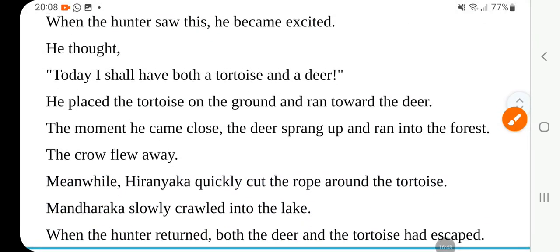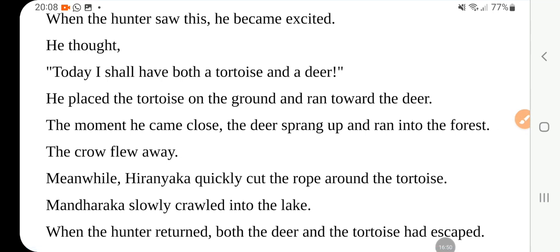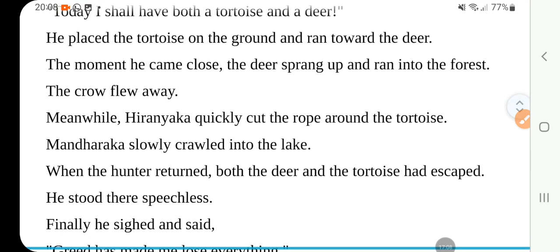When the hunter saw this, he became excited. He thought, today I shall have both a tortoise and a deer. I would eat both the tortoise and the deer. It's my feast today. So he was so happy, and he placed the tortoise on the ground and ran toward the deer.